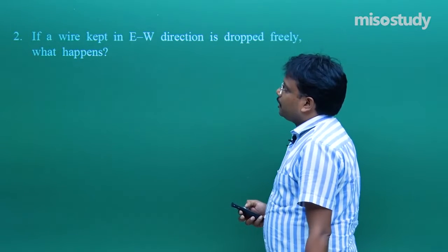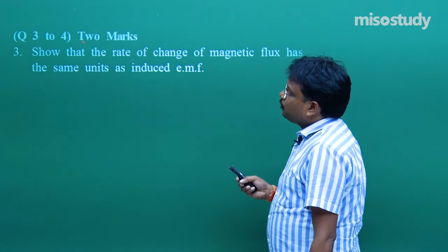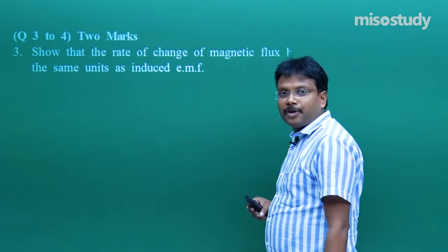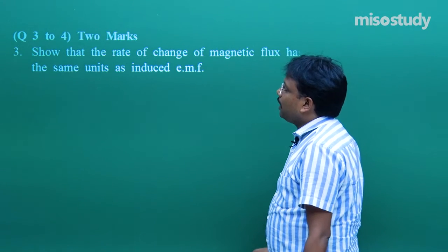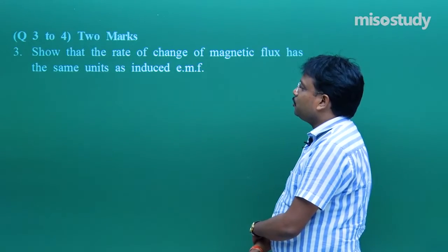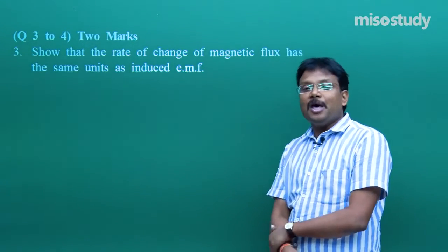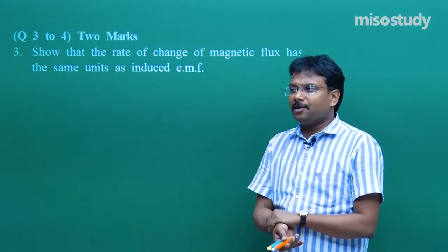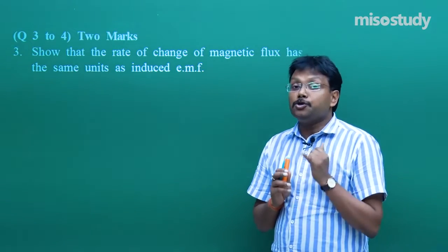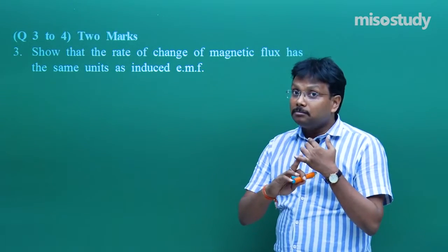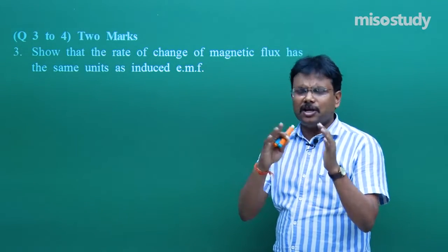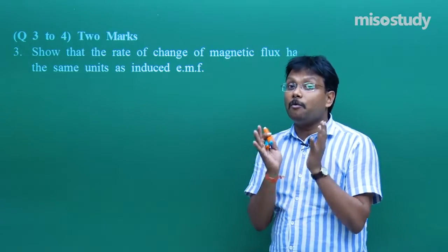Now it comes question number 3, and in question number 3, 2 marks, not only 3 but question number 4 also. So these 2 questions are for 2 marks each. So, show that rate of change of magnetic flux has the same units as induced EMF. Actually, when I was explaining various theoretical topics of this chapter, at that point of time, even I emphasized a lot that you should know the dimensional formula of L, self inductance, M, mutual inductance, induced EMF, voltage, potential. I mean, all these type of quantities, dimensional formula you should know.